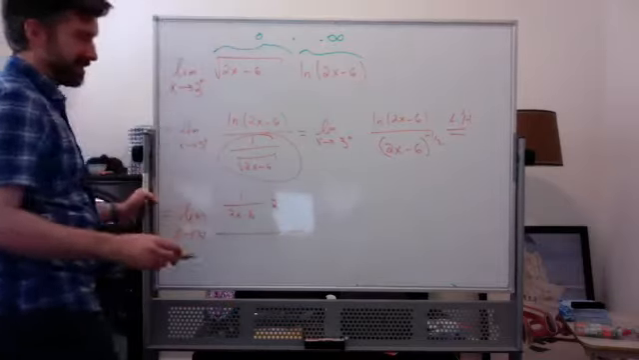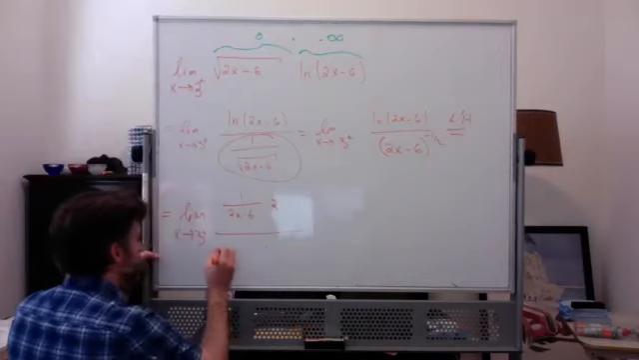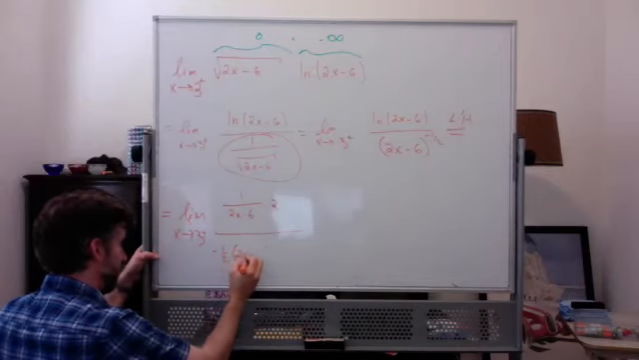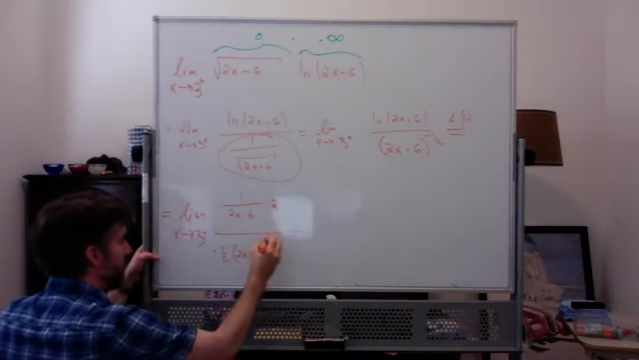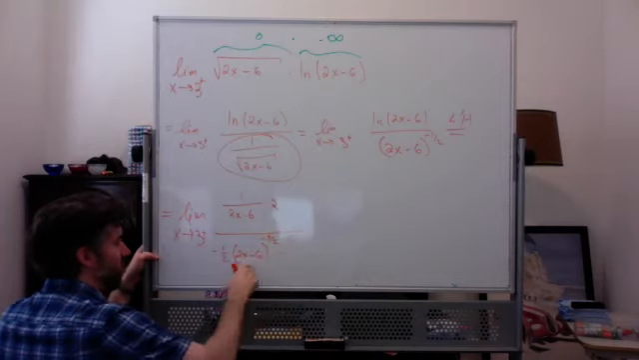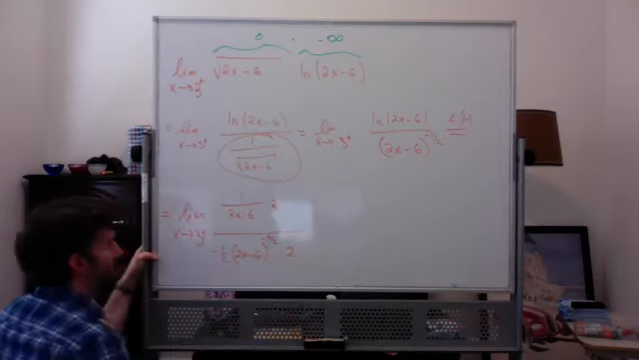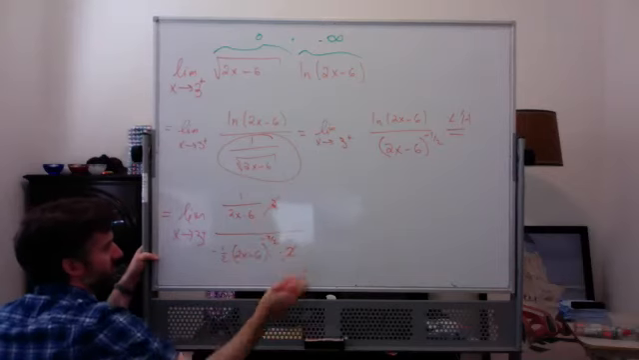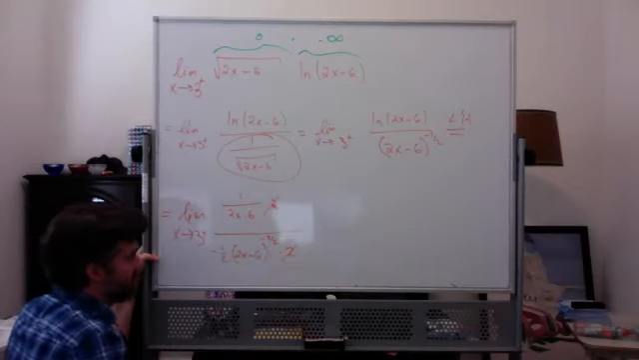The derivative of 2x minus 6 to the negative 1/2 is negative 1/2 times my stuff to the negative 3/2 times the derivative of that stuff, which is 2. And right off the bat, I can make this 2 and this 2 cancel. There's lots of 2's that get canceled, but I'm going to cancel those 2's.